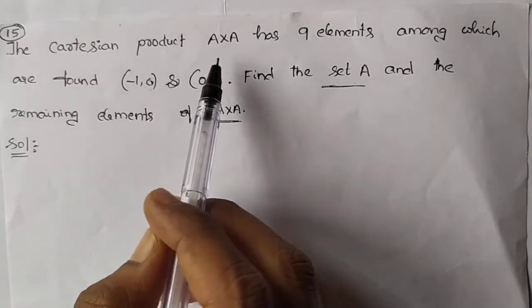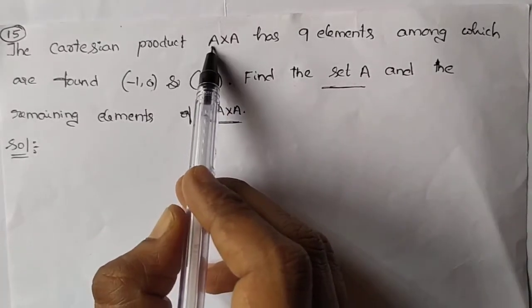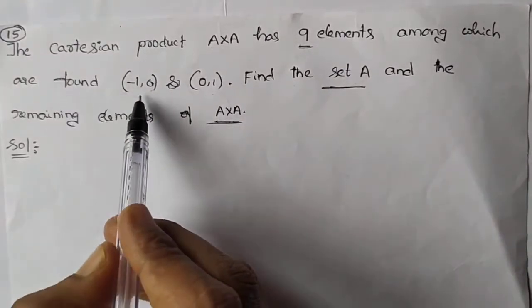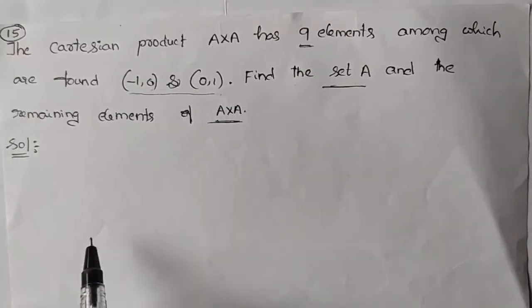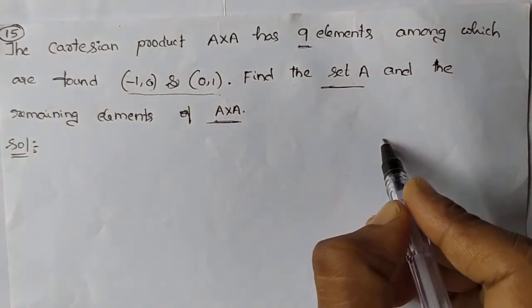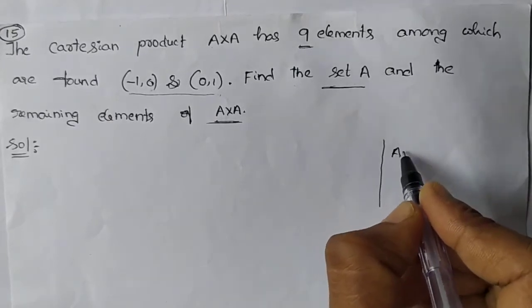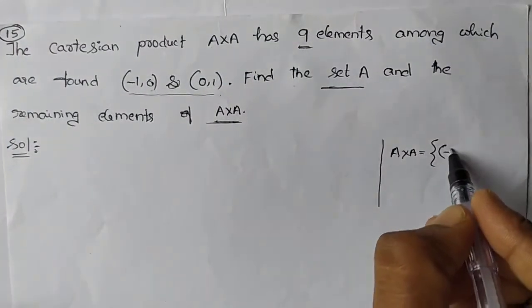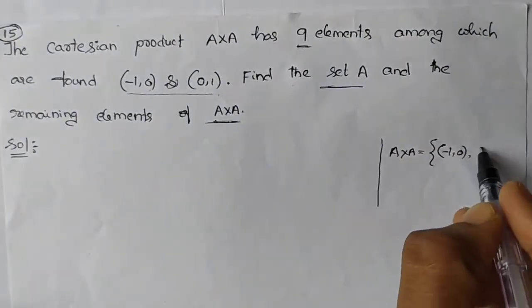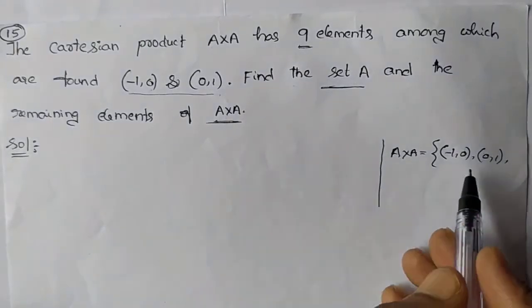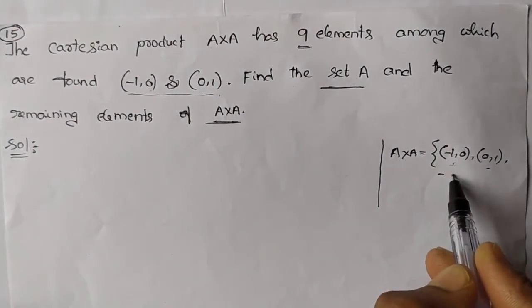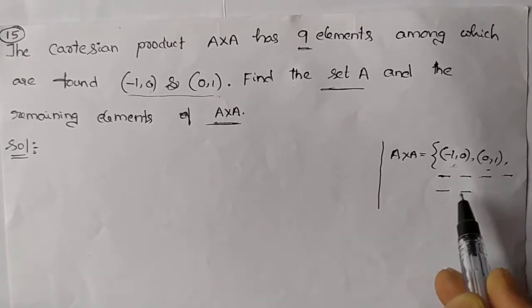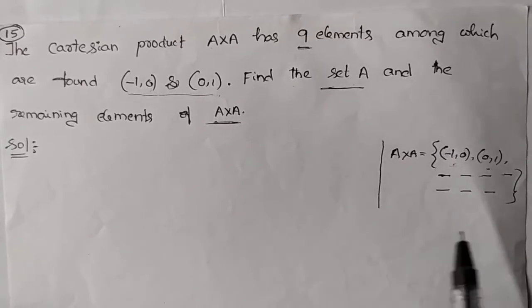What is given? He gave two hints: the Cartesian product A cross A has 9 elements, among which are found (-1, 0) and (0, 1). You see, A cross A contains (-1, 0) and (0, 1). He gave two elements, and the remaining elements we have to find.